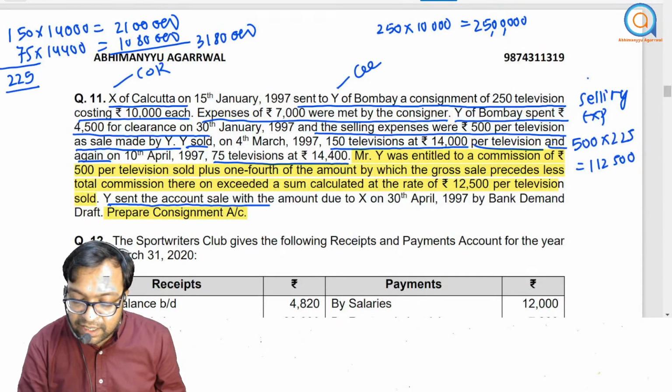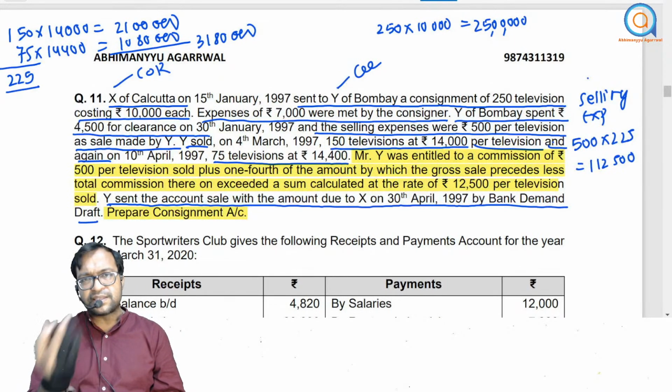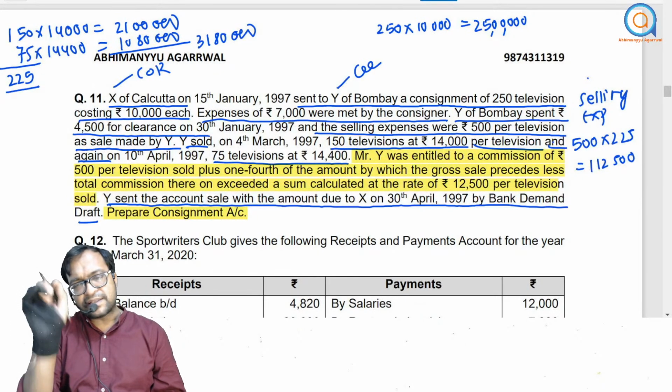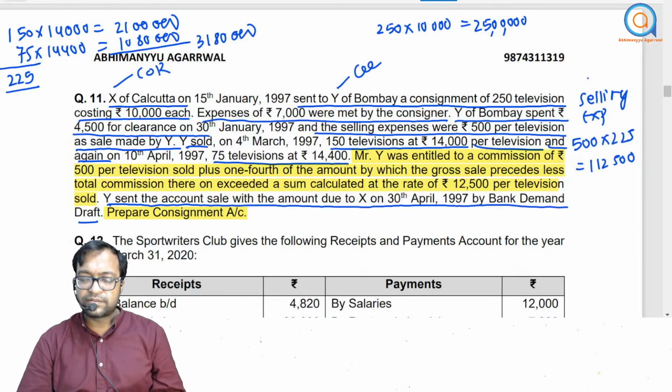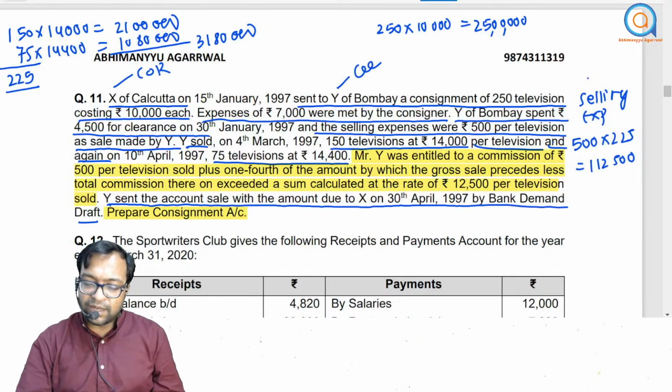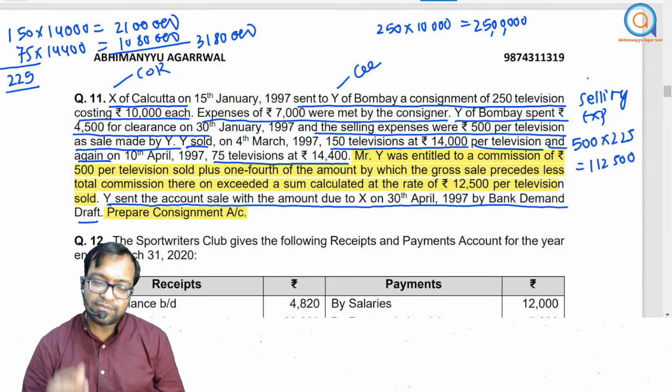Y sent account sales with the amount due to X on 30th April by bank draft. That means if you prepare the consignee account, finally the balance is cleared by bank as the balancing figure. But I am not preparing the consignee account. This yellow line I have not read. It is regarding the commission. You will read it after some time.